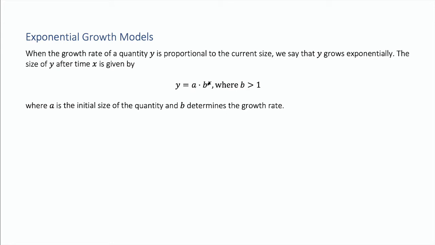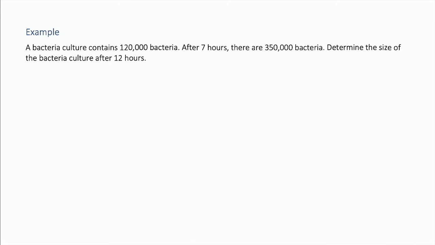And a is simply the initial size of y. So when x is 0, this thing is just a, and that's the initial size of our y. B determines how fast we're actually growing. A bacteria culture contains 120,000 bacteria. After 7 hours, there are 350,000 bacteria. Determine the size of the bacteria culture after 12 hours.